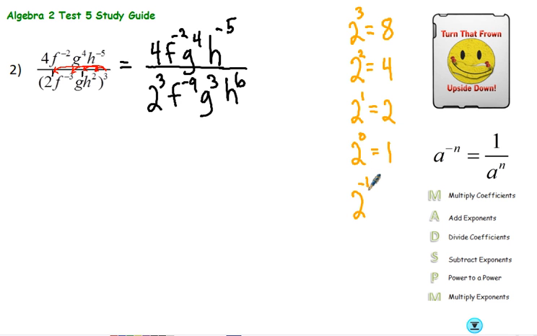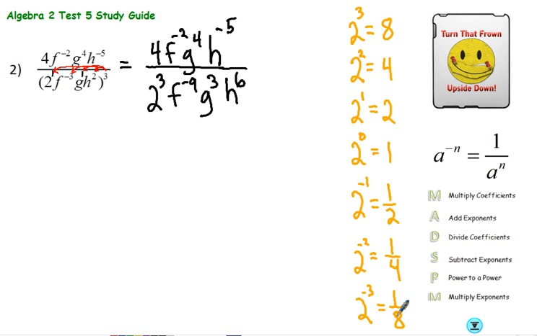And if I kept going on that pattern, I would then have to keep the pattern going on this side. So what's 1 divided by 2? Well, it's 1/2. And if I kept going with the pattern to the negative 2, if I said 1/2 divided by 2, that would be 1/4. And if I kept that same pattern, 1/4 divided by 2 would be 1/8.